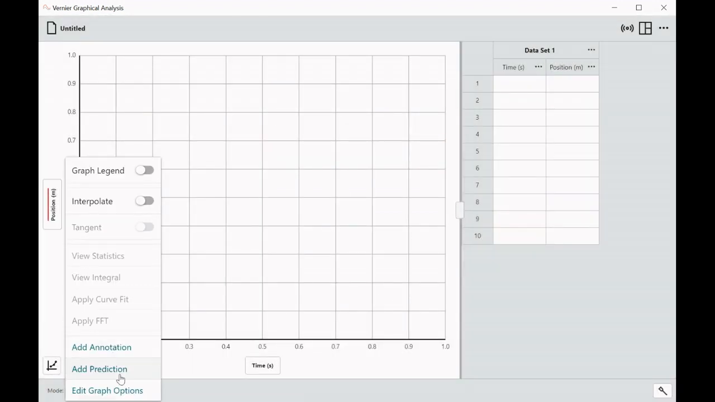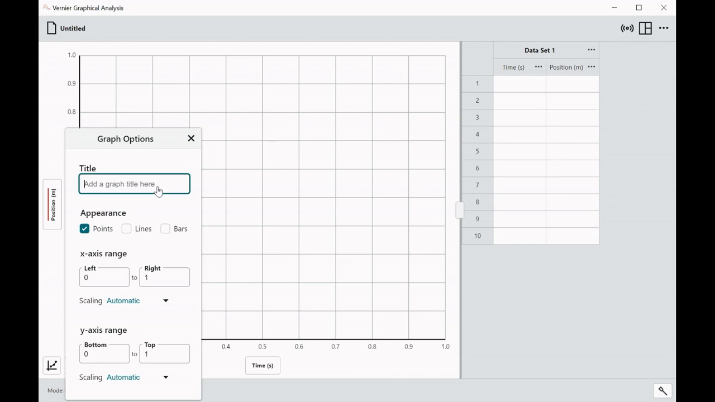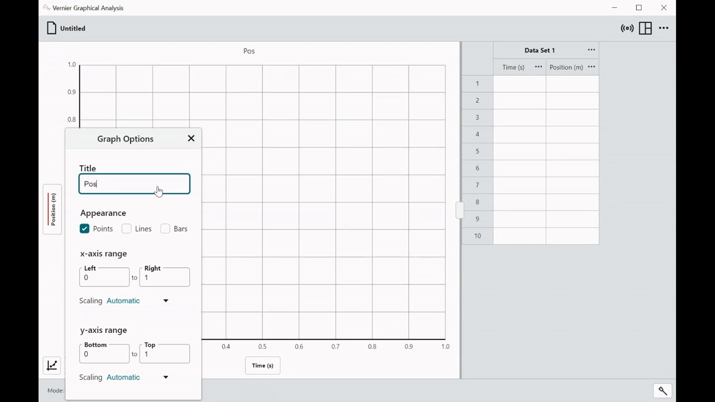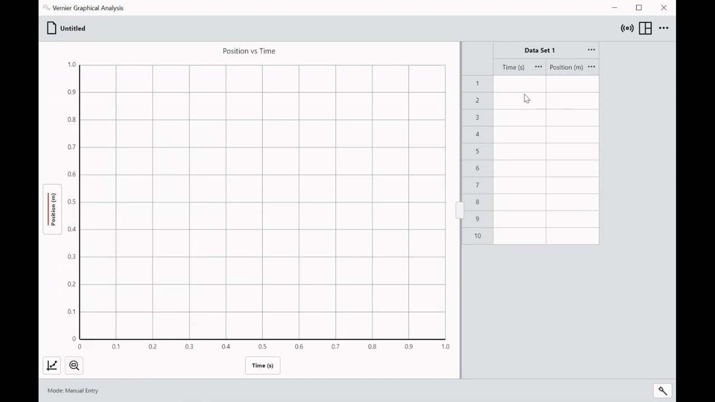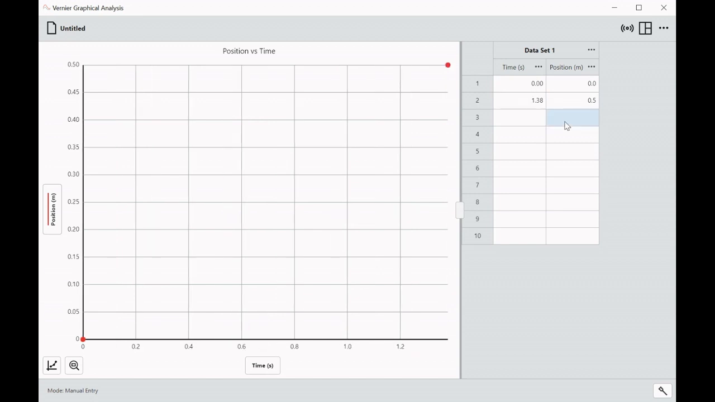I'm going to title my graph Position versus Time. Very good title for a position versus time graph. And let's enter our data. So my first data point, my car was at 0 meters, and it was there at 0 seconds. My second one, the first data point I actually took, it was at half a meter, 0.50 meters. It was there at 1.38 seconds.